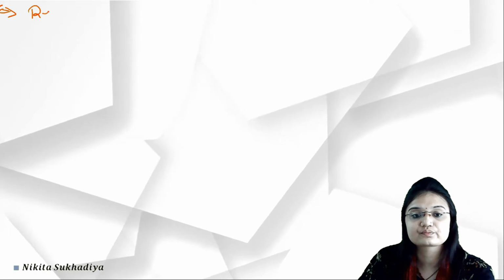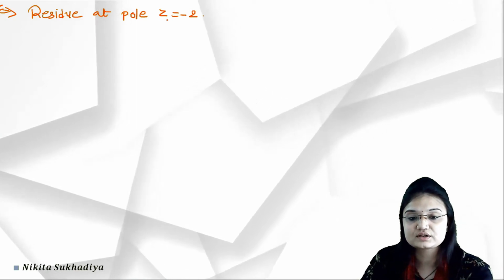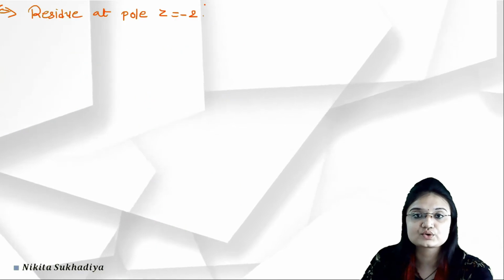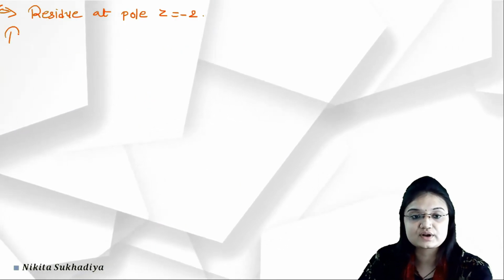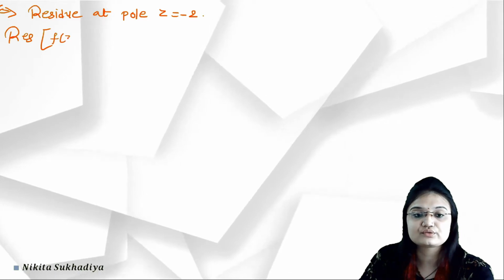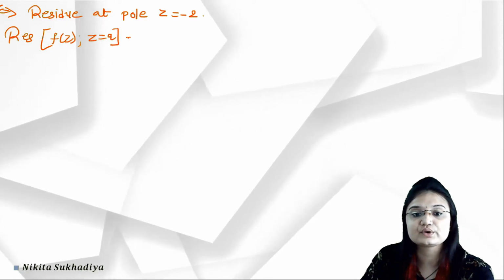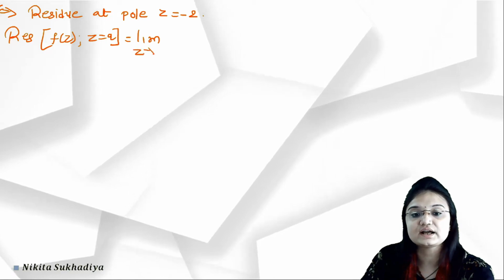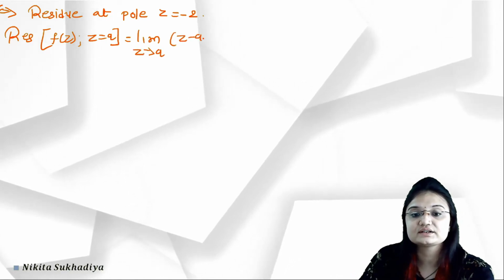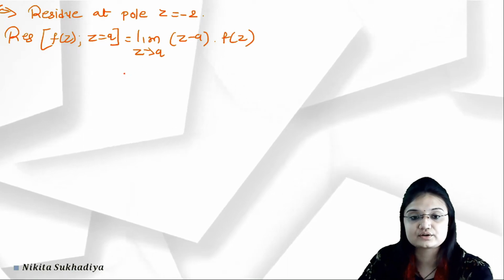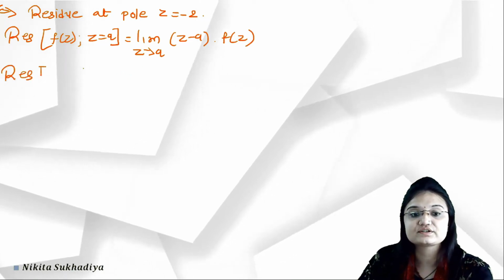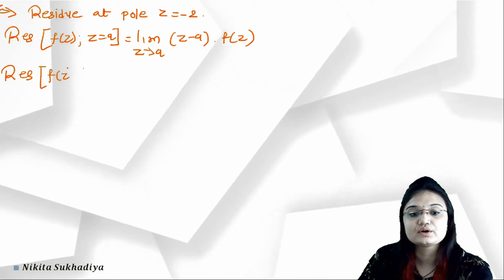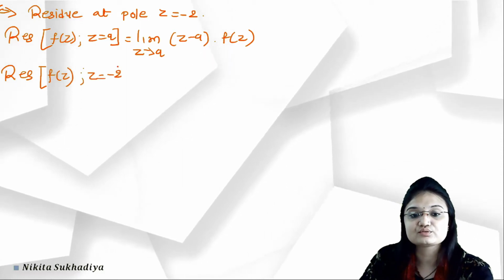Now second is the residue at pole z is equal to minus 2, and z is equal to minus 2 is also a simple pole. So the residue for the function f of z at z is equal to a is limit z tends to a, z minus a into the function f of z. So the residue at the point z is equal to minus 2 will become the residue of f of z at z is equal to minus 2.